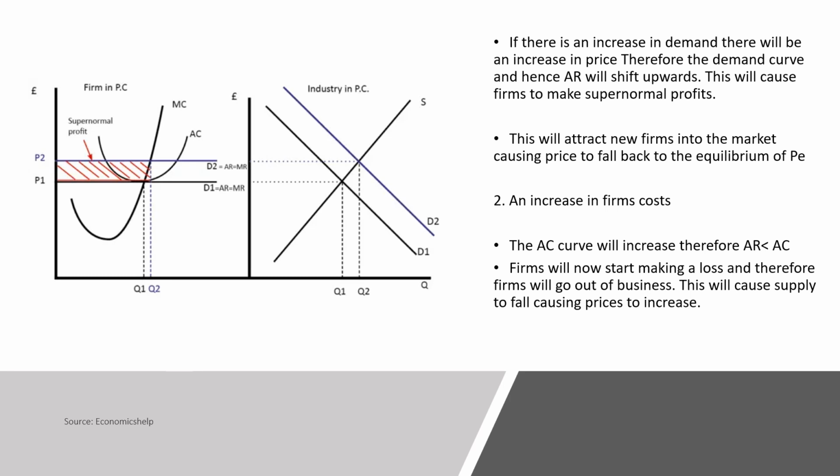An increase in firms' costs will mean that the AC curve, that's the average cost curve, will increase. Therefore, AR is less than AC. So the average revenue now becomes less than the cost. When that happens, of course, firms will start making a loss. Firms will go out of business, and this pushes the prices back up. So they kind of stay in this equilibrium in perfect competition.